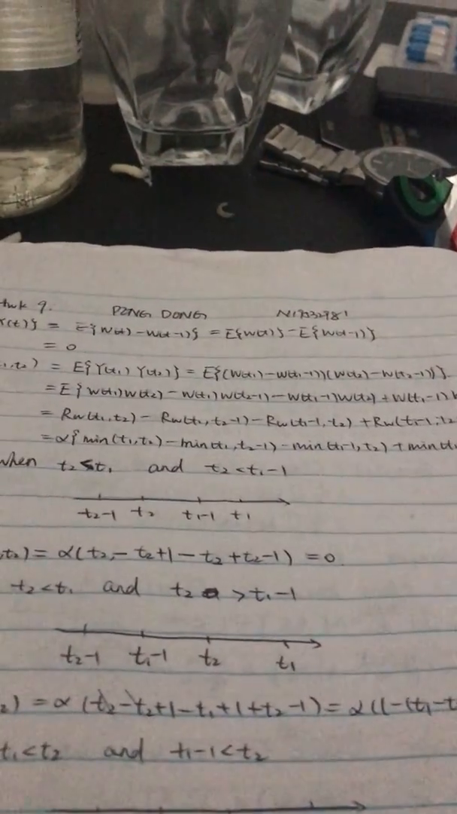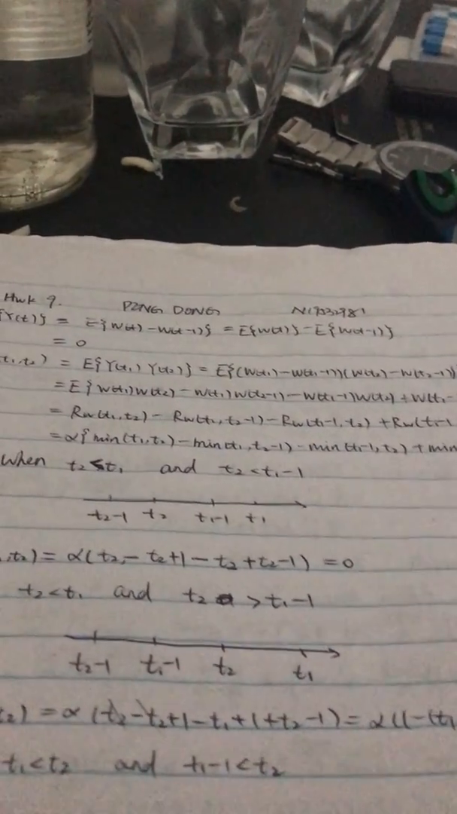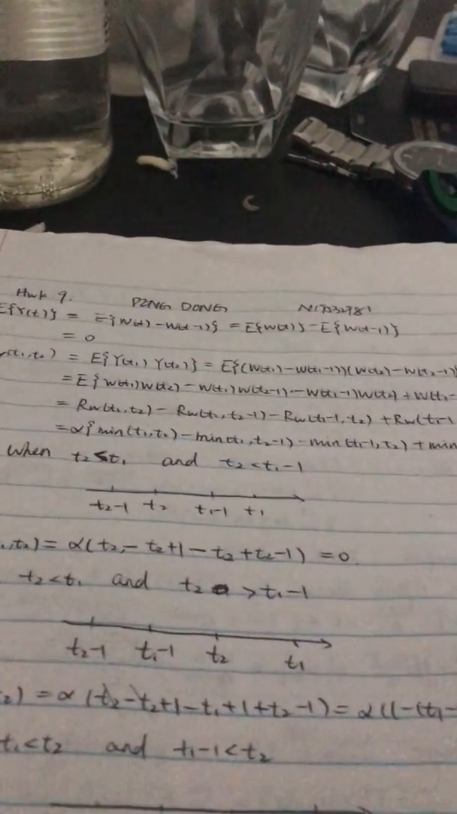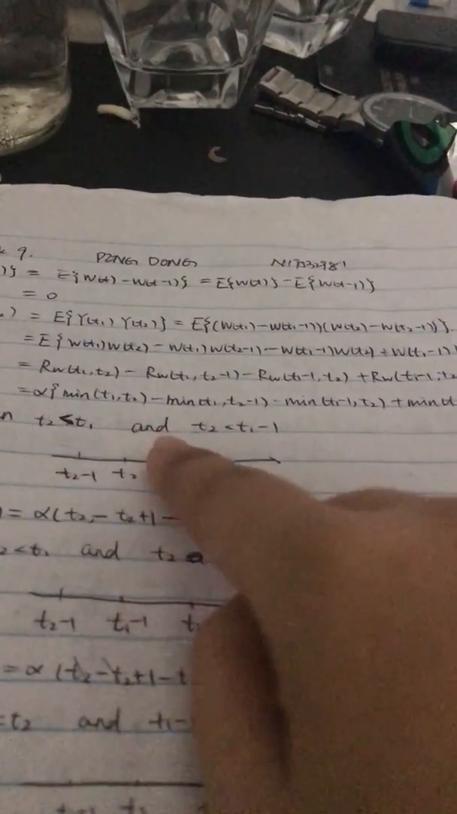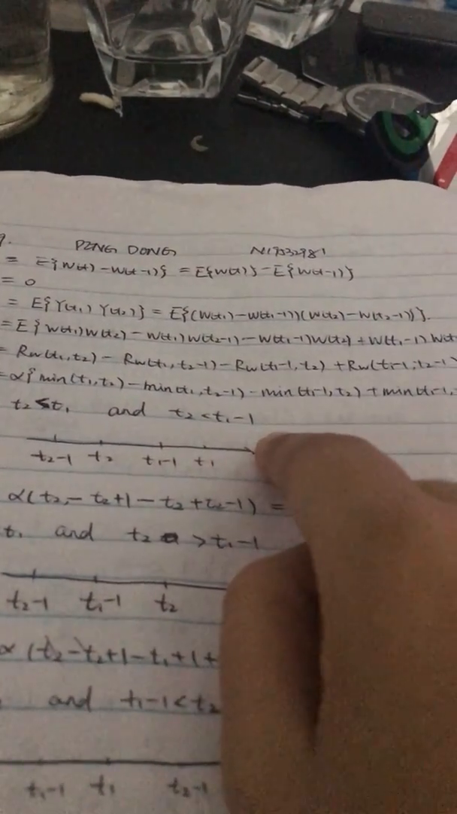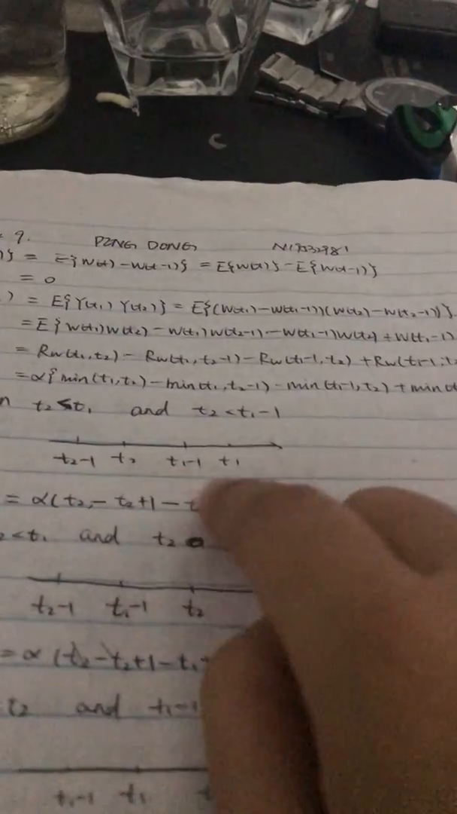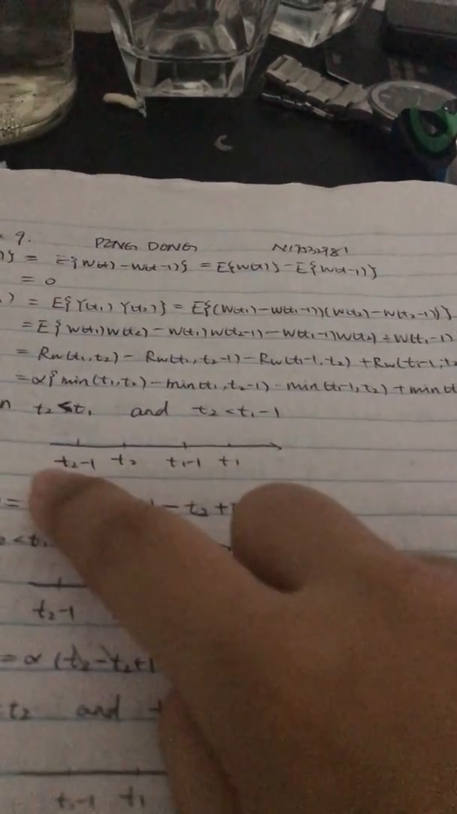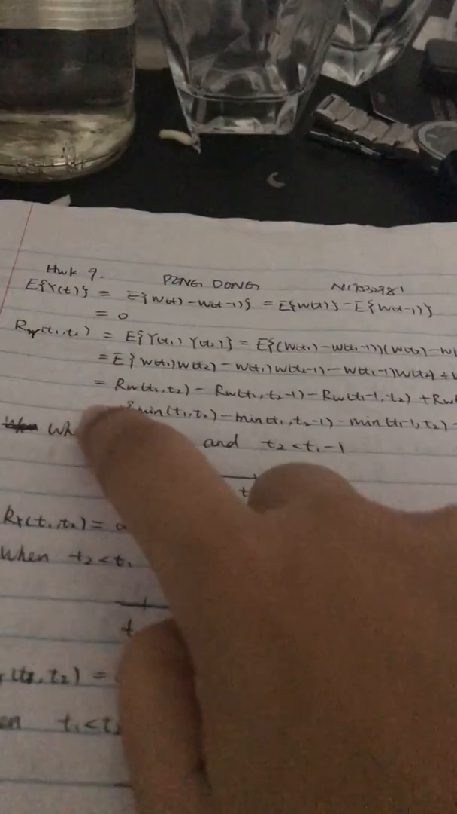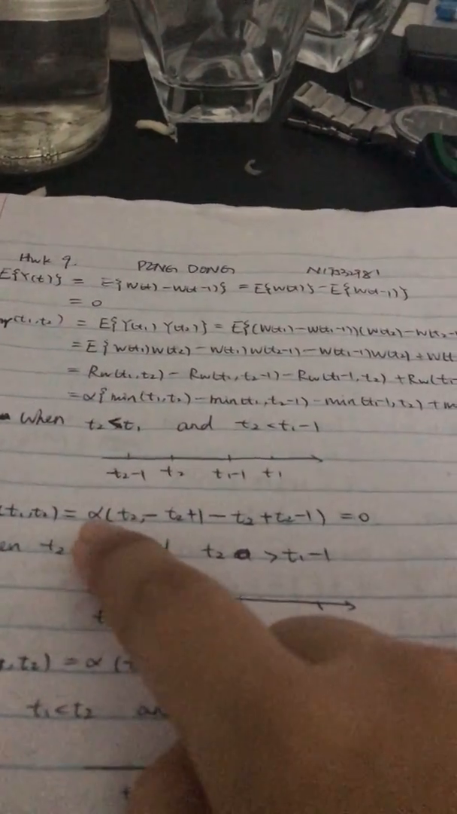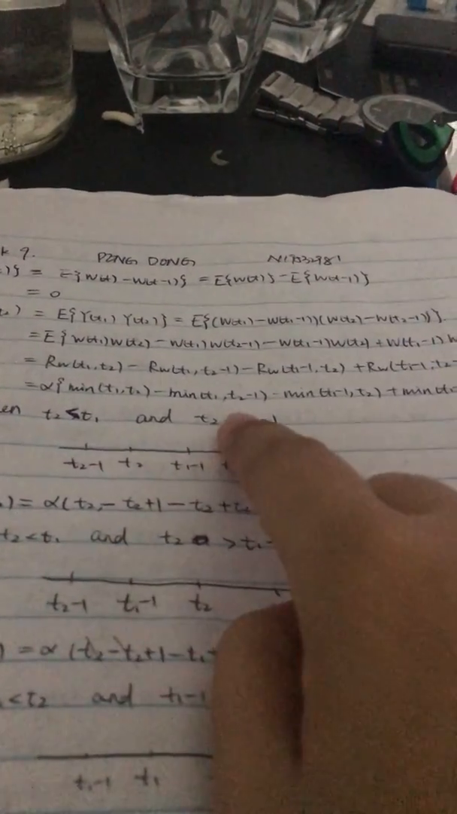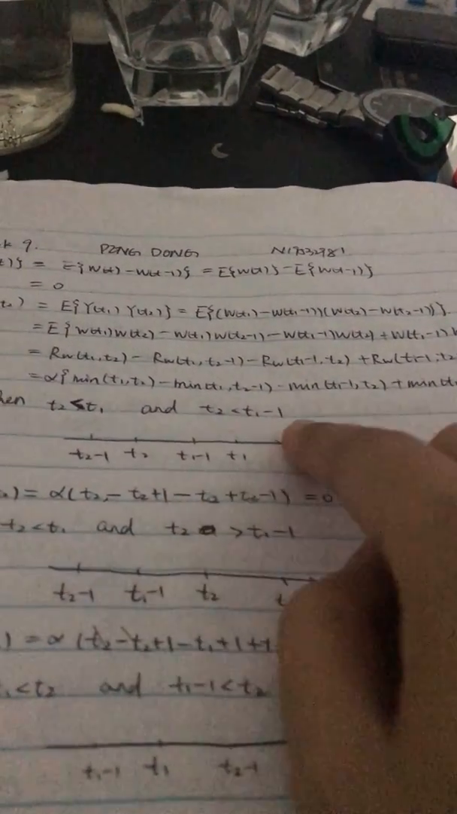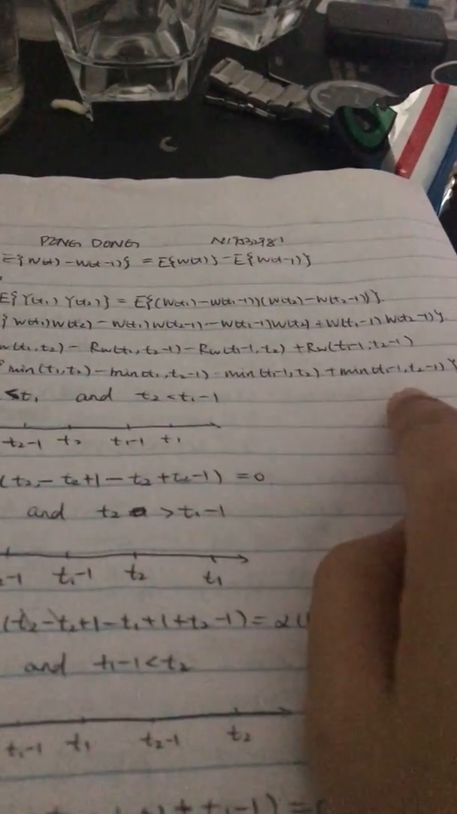And then we consider all the situations. If t2 less than t1 and t2 less than t1 minus 1, we have this figure here. This is t1 minus 1, t2 minus 1. So R_Y(t1, t2) is equal to alpha times t2 minus t2 plus 1 here, and the t2 here, and the t2 minus 1. So this is equal to 0.